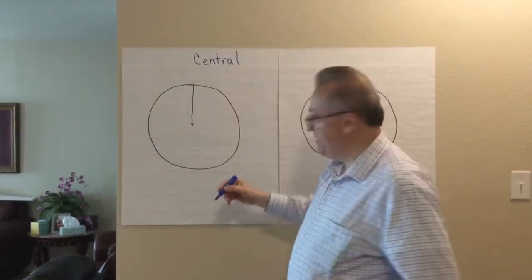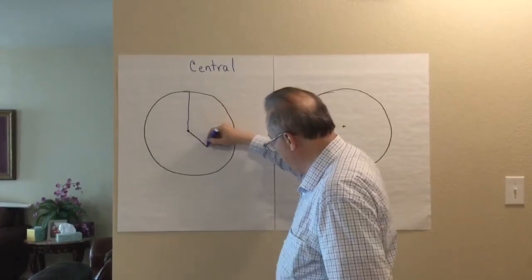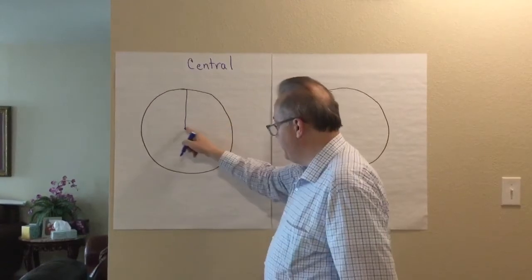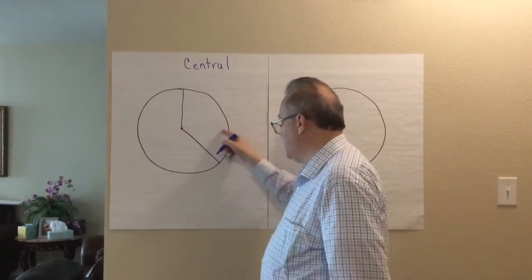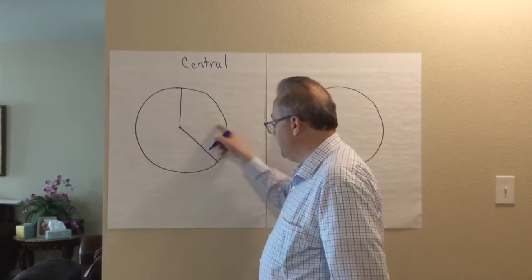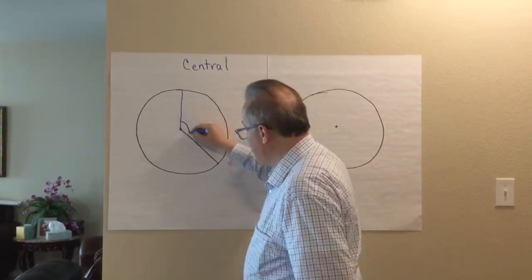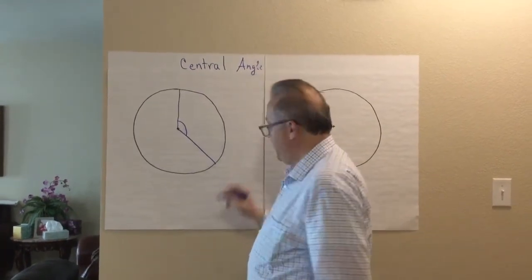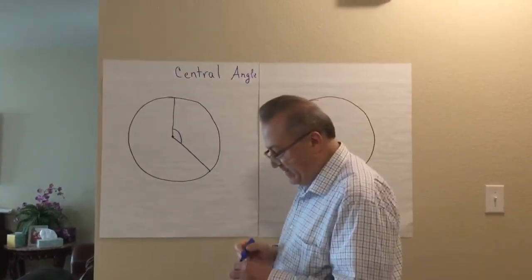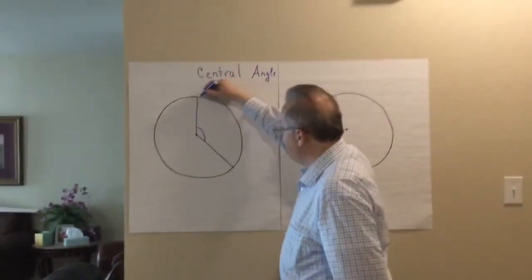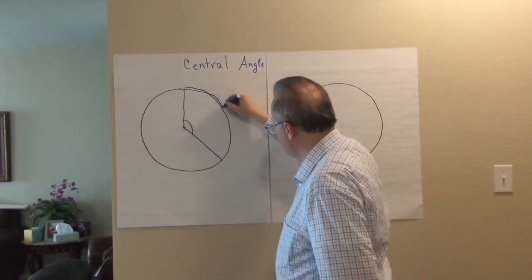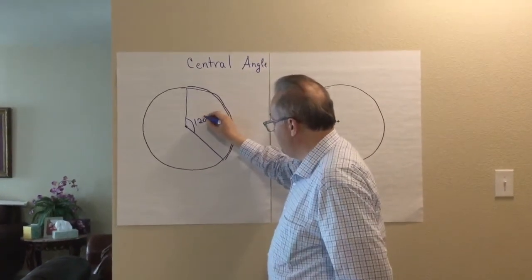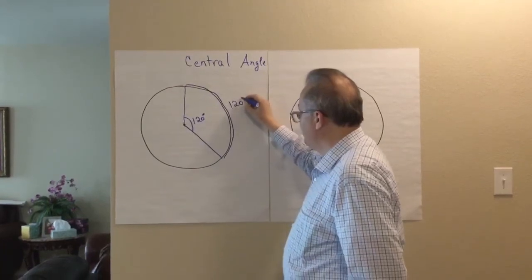And when you watch Khan Academy, you notice that 120 is a little bigger than 90 degrees. Actually, it's 30 degrees bigger than 90. This is my central angle, and it is equal to this arc. If this angle is 120, then the measure of the arc is 120.